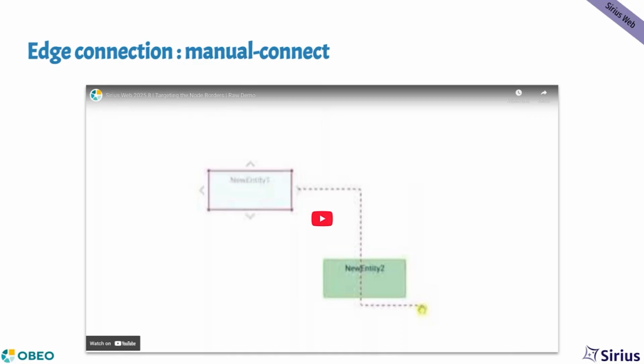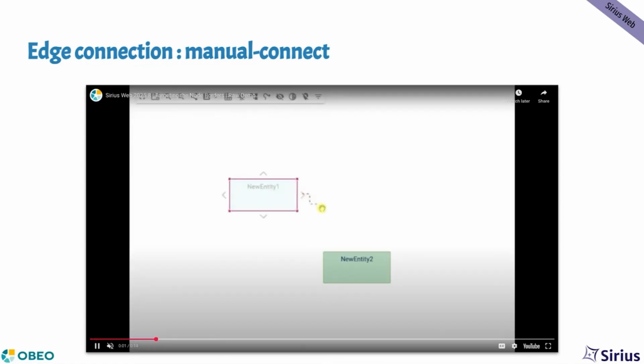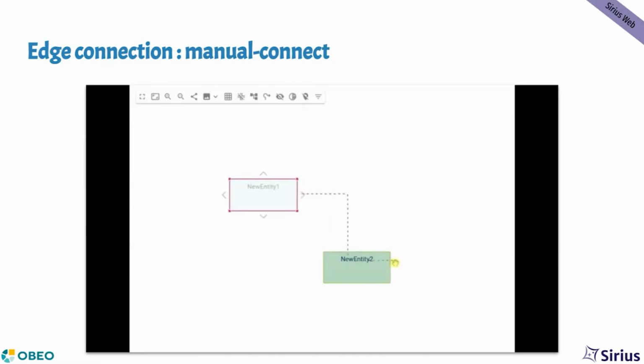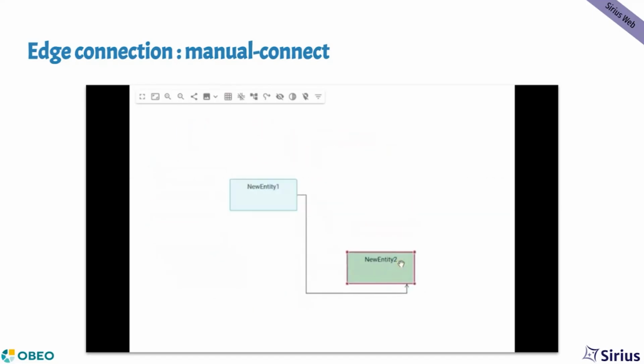But of course, users still need full control when they want something more explicit. With manual connect, you just have to aim at the border of your target, and we will remember where you want the edge to be attached. You can move your node, and we will make sure to keep the edge attached to the same location. Of course, you can switch from manual to auto-connect anytime you want.